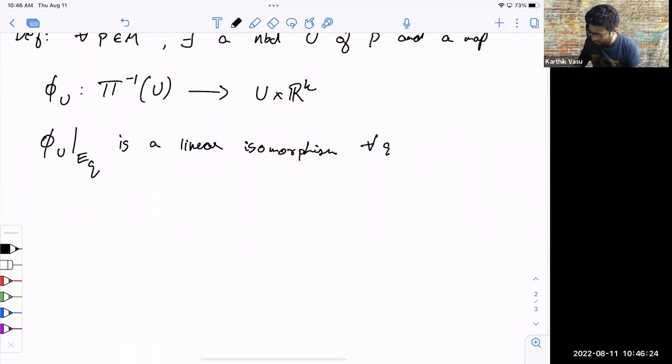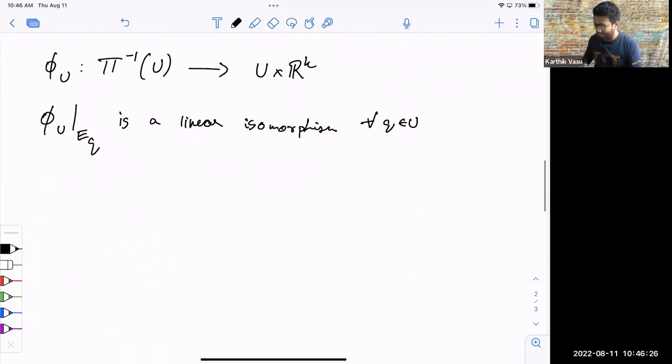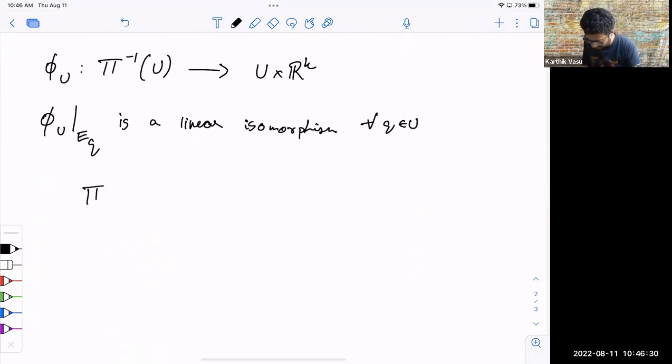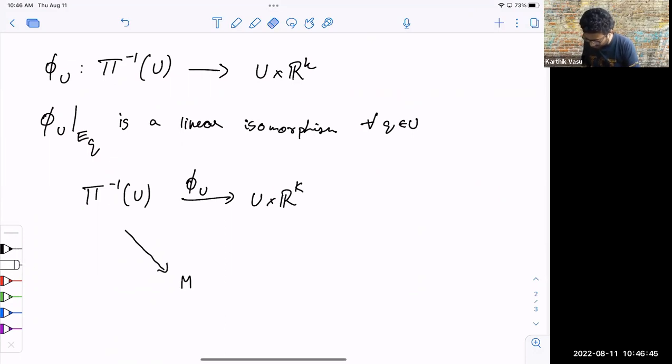For all Q in our open set. So this gives us a diagram like this. This was the map I defined, which was phi U. I also had a projection mapping to M, or rather to U. This is just the restriction of the projection map.